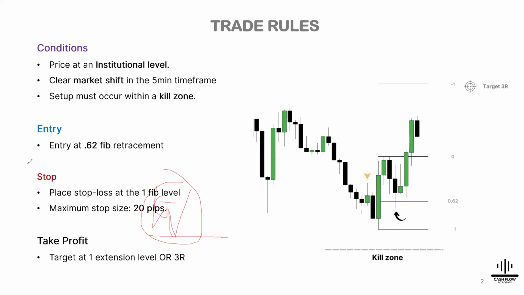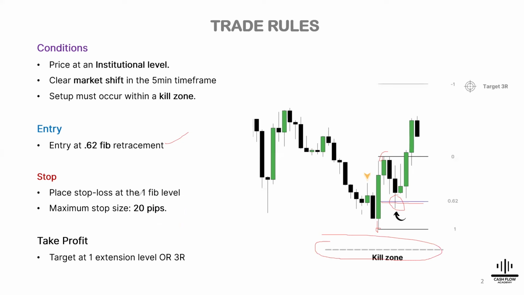Okay. Now, once you've done that, you want to pull out your fib. You draw from the low to the high. And then at the 62% level is where you want to be buying. This is the 0.62 or 62% level. That's where you'll be entering. Now you want to make sure that this is occurring at one of the kill zones, the London, the New York, or the Asian kill zone, depending on what pair you're trading.